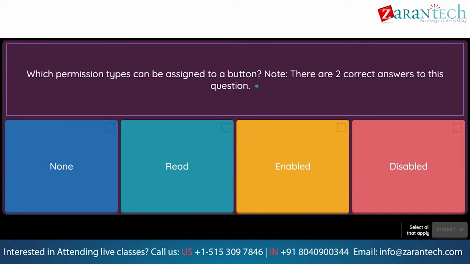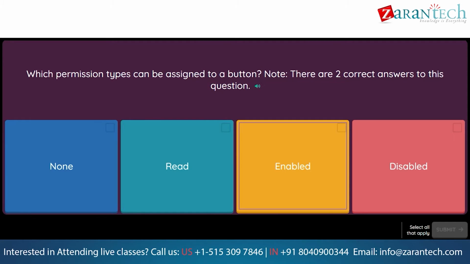Question: which permission types can be assigned to a button? Note, there are two correct answers to this question. Option 1: None. Option 2: Read. Option 3: Enabled. Option 4: Disabled.